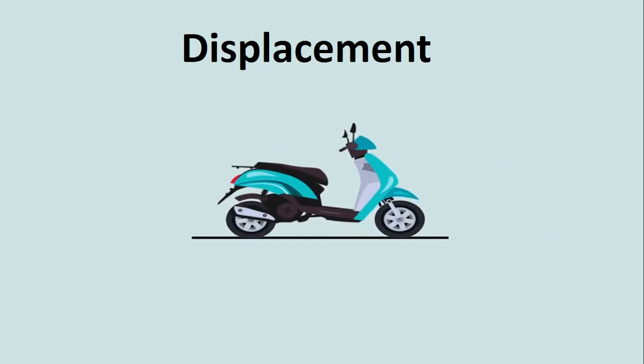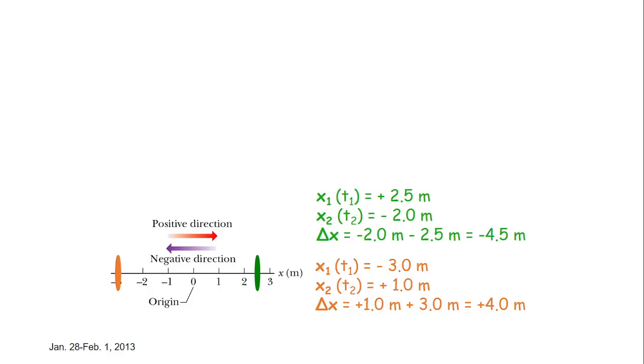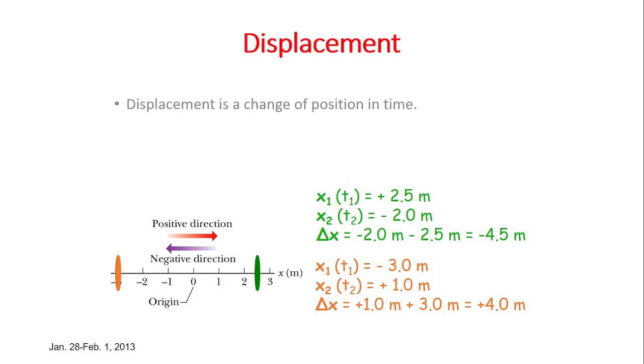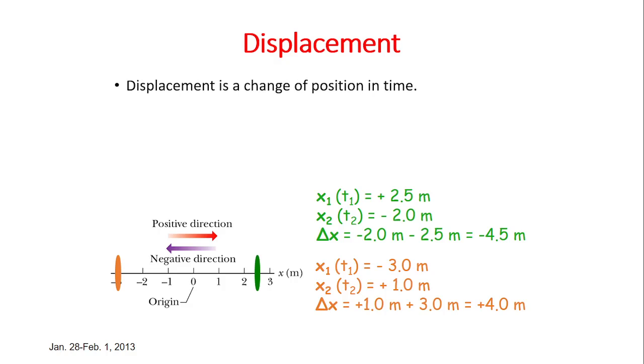Okay, so let's move on and look at this displacement. One thing that you need to understand when you talk about displacement is that displacement is a change of position in time. The change in position in time. So when one object moves from one position to another, that's what we are calling displacement. But that displacement has to be within a specific what?